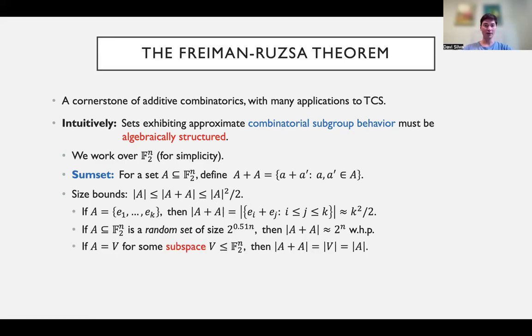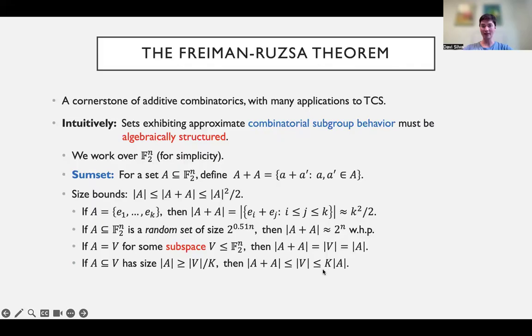For the lower bound, we can think of the case where A is a subspace V of F_2^n. Then, by adding elements, you cannot get outside of the subspace. So again, A plus A is equal to V, which has the same size as A, and so we get the lower bound. And a bit more generally, if A is not a subspace but is dense inside a subspace, say it has size at least the size of V divided by K, for some constant K, then A plus A still cannot get outside of the subspace V that contains it. So the size of A plus A is at most K times the size of A.